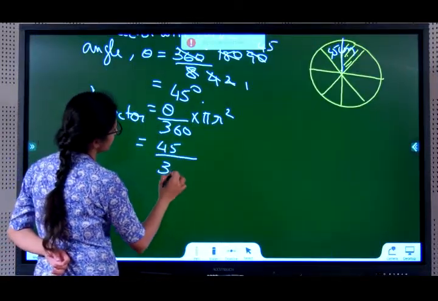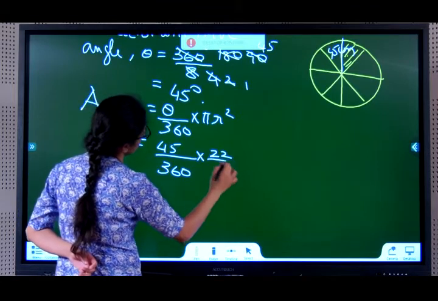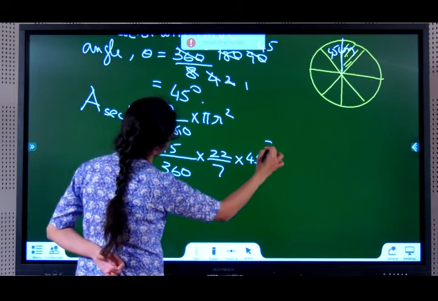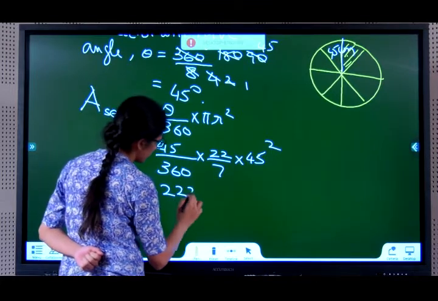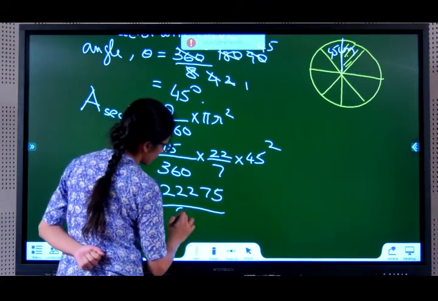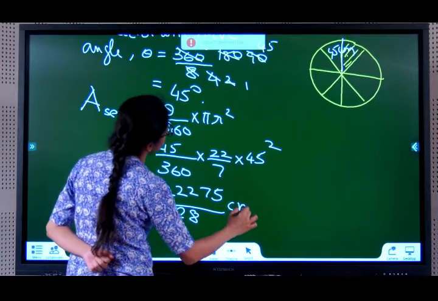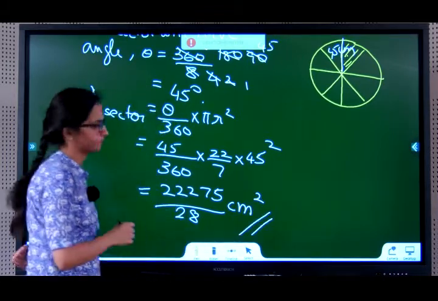45 by 360 into 22 by 7 into 45 square. On simplifying this, we get 2275 by 28 centimeter square.